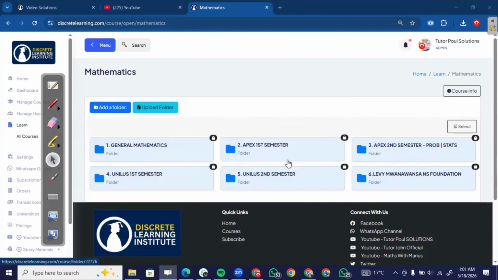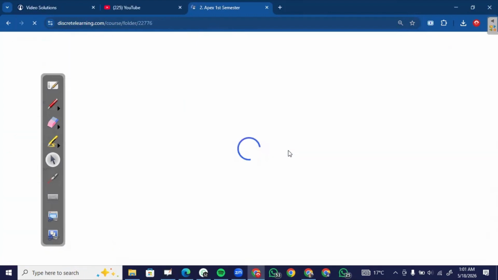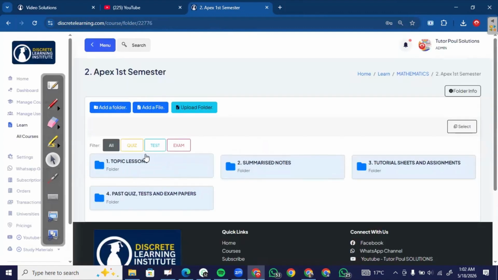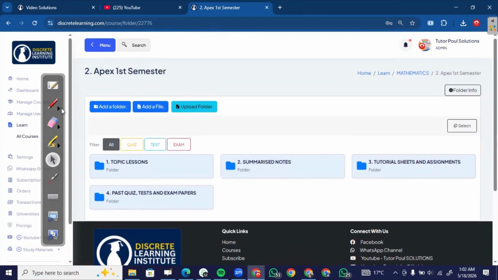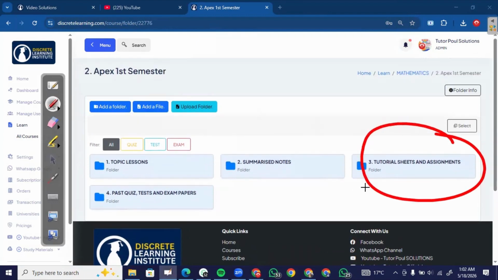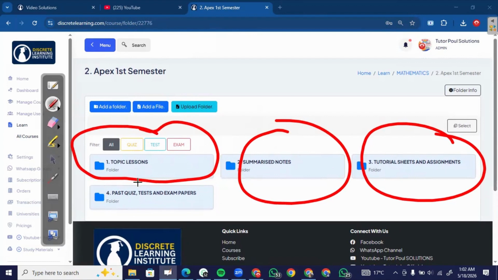For example, I'm first semester Apex, so I'll open this folder. Once I open the folder, you're going to find a folder for topic lessons, summarized notes, tutorial sheets and assignments, and past papers, past quiz, test and exam papers. In this folder, there are full tutorial sheet videos. You can just go there, pick your intake, and access them. Here there are some summarized notes, and here are topic lessons. You pick whatever you want.